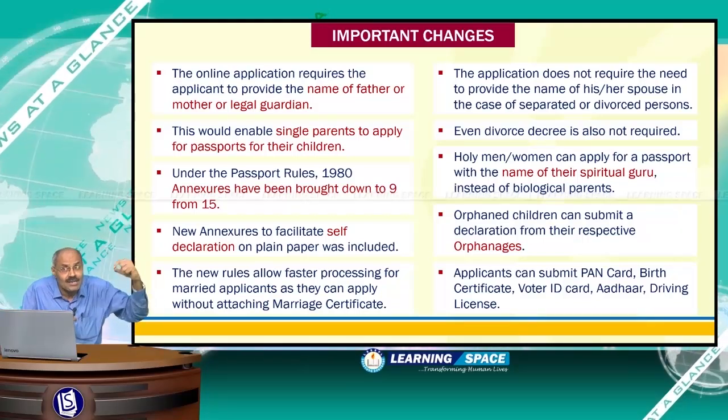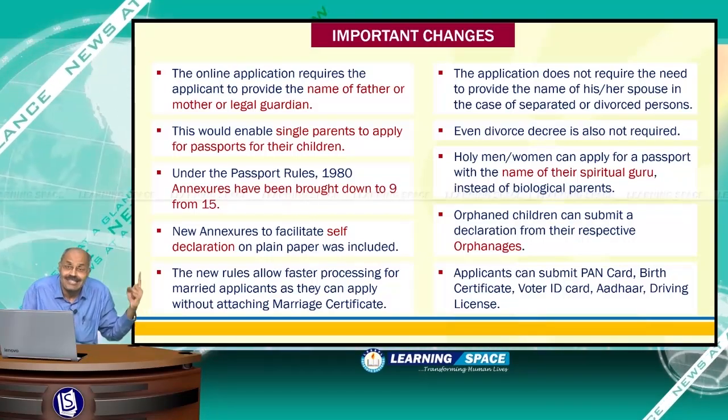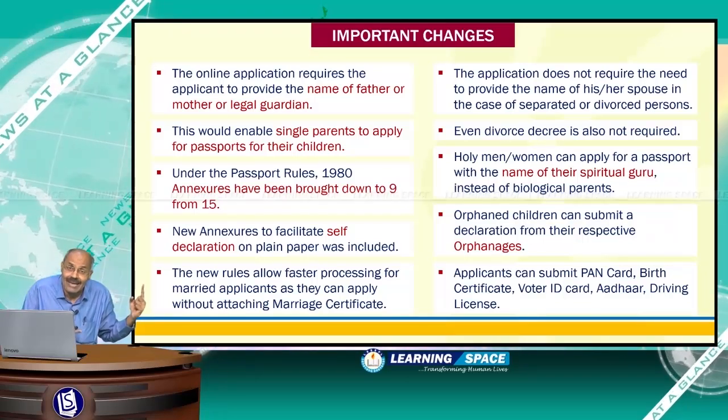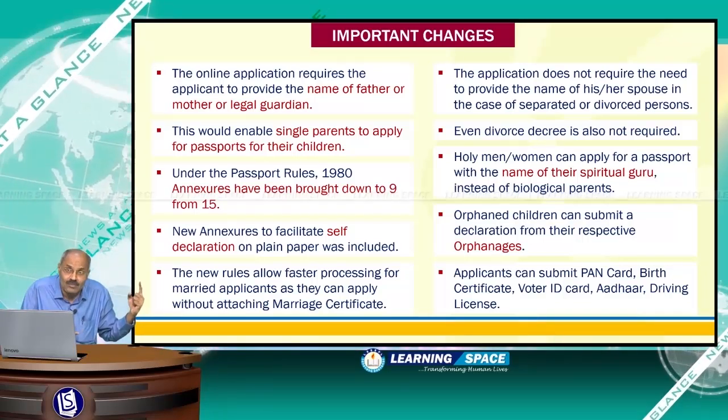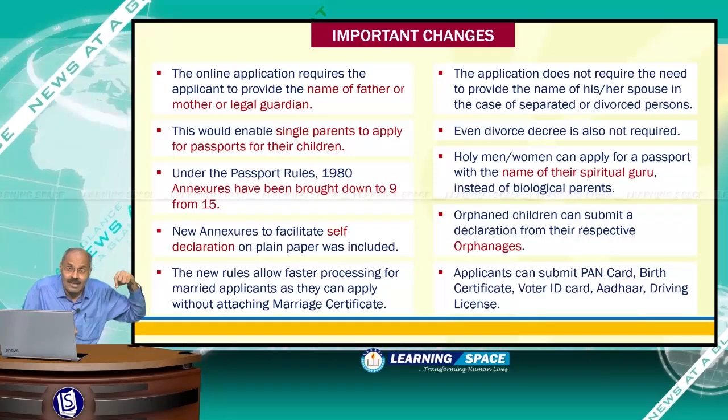And orphaned children can submit a declaration from their respective orphanages. So they need not write the name of their biological parents because they may not know sometimes. So these are the important changes made, right?